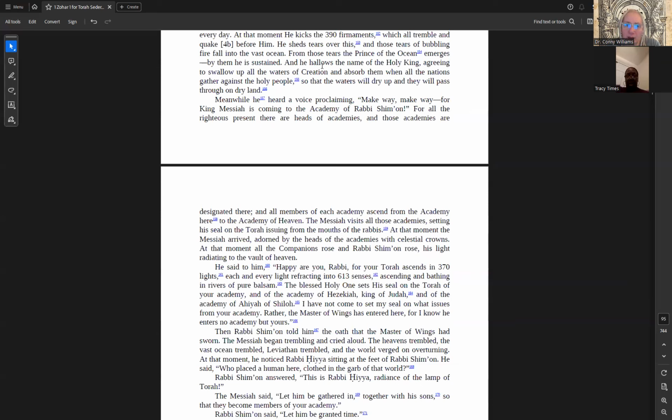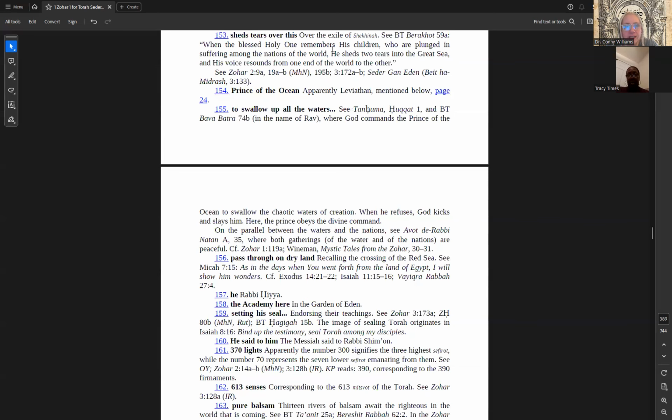We could have just simply said, at that moment, he kicked the heavens, or all the heavens, right? But I believe we had that reference several weeks or maybe even months back, where the 390 firmaments were defined as all the heavens, the totality of them. At that moment, he kicked the 390 firmaments, which all tremble and quake before him. He sheds tears over this, over the exile of Shekhinah.